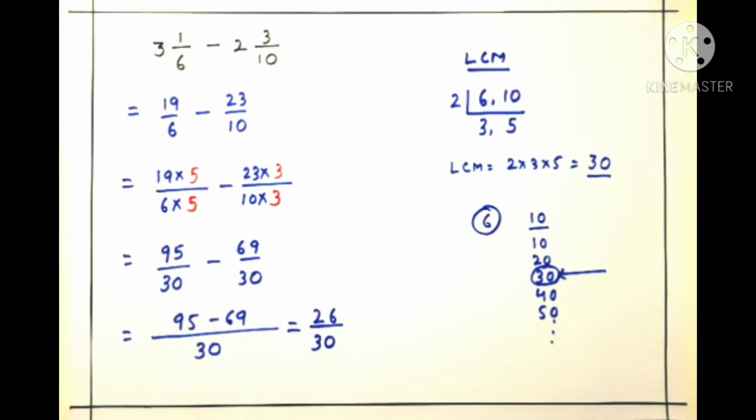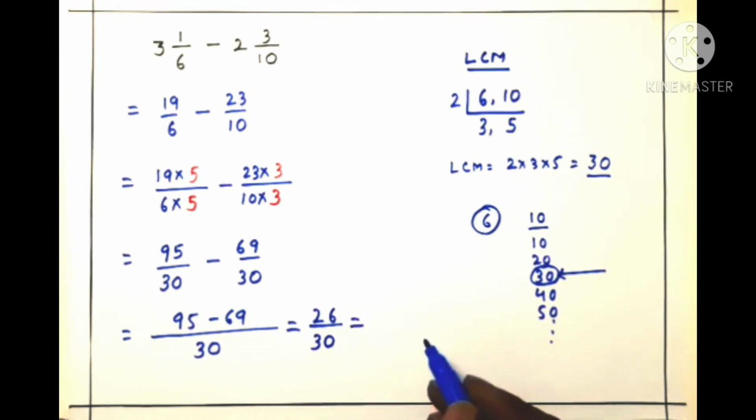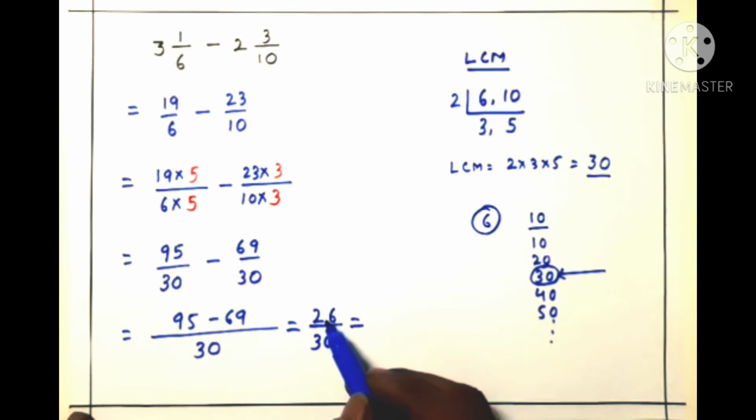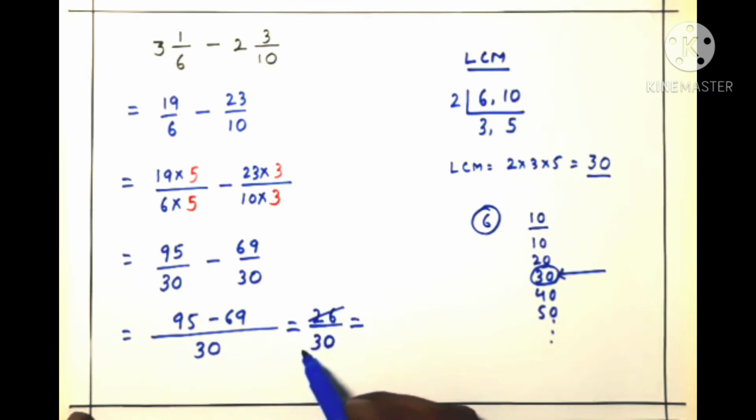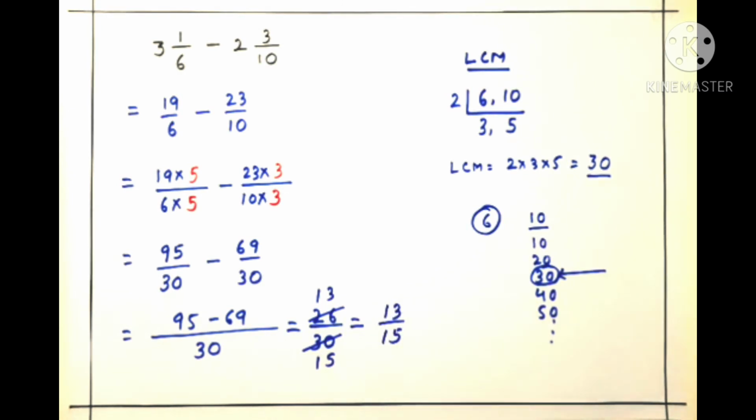But here we see that 26 by 30 is not in the lowest form. We can again simplify it. 26 and 30 both can be divisible by 2. So 2 ones are 2, and here we get 13 by 15. So the answer is 13 by 15.